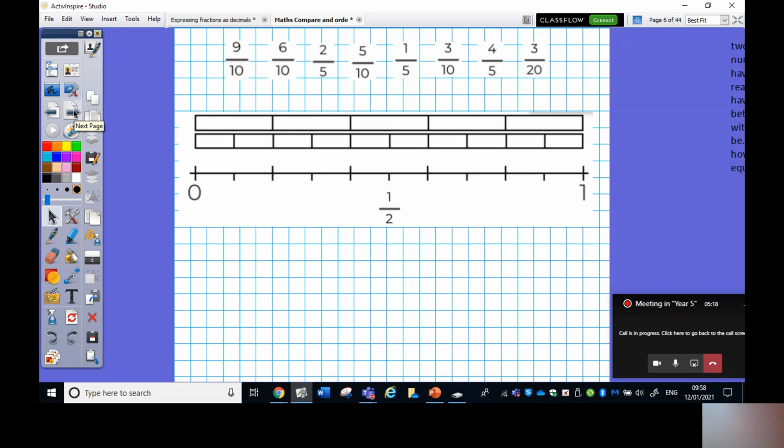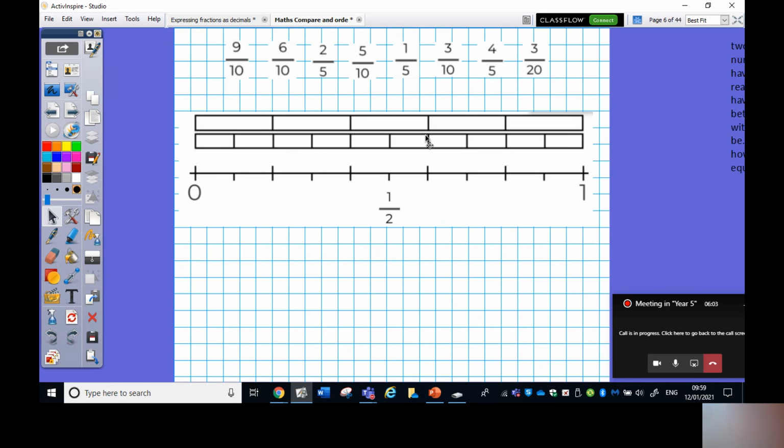Pause the video. I'd like you to place all of these fractions on the number line. It looks a little bit more complex, but you can see that our two rectangles have been divided by a different number of equal parts. The first rectangle is divided into 5 parts, and the second rectangle is divided into 10 parts. Excellent. Pause the video when you've managed to, and then unpause and we'll go through the answers.